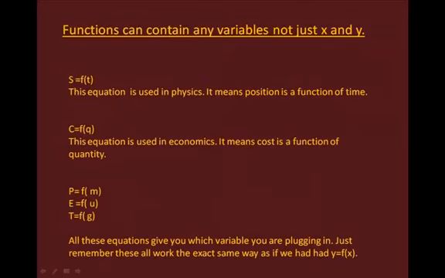Functions can be of many different letters, not just the letters x and y. So let's look at a couple and see how they change from situation to situation. We can look at the function s equals f of t. That means that s is a function of t. This is an equation that's often used in physics. It means that position is a function of time. Here, the s is acting as our y value, and t is acting as our x value.